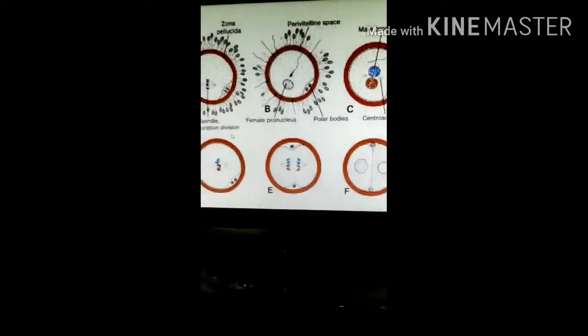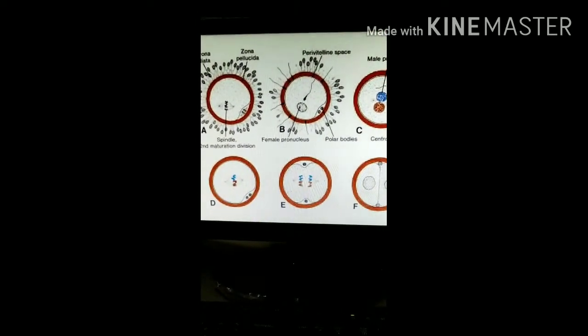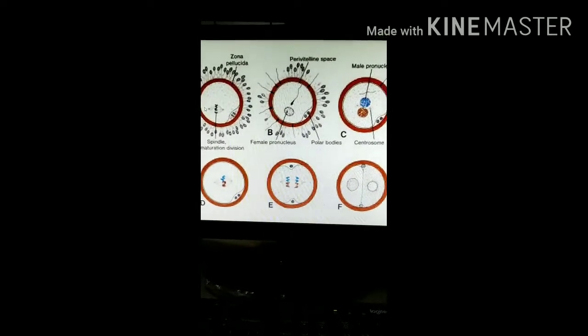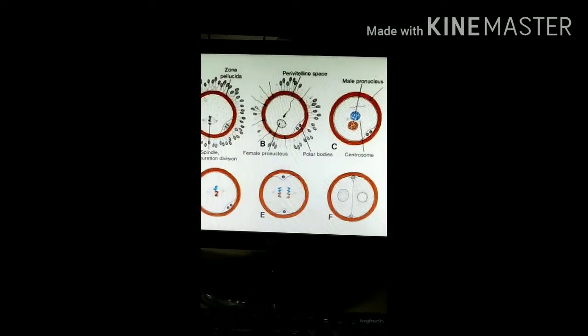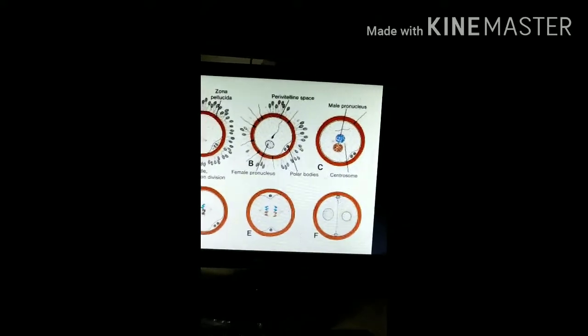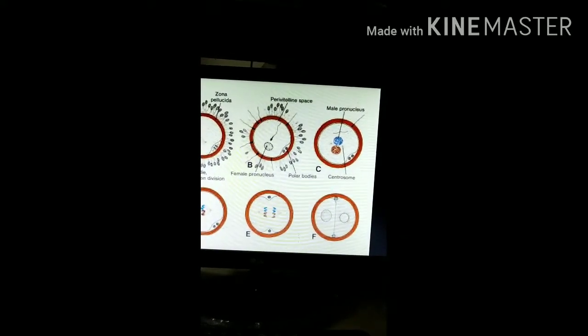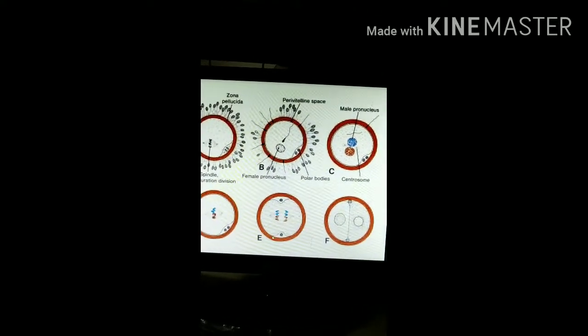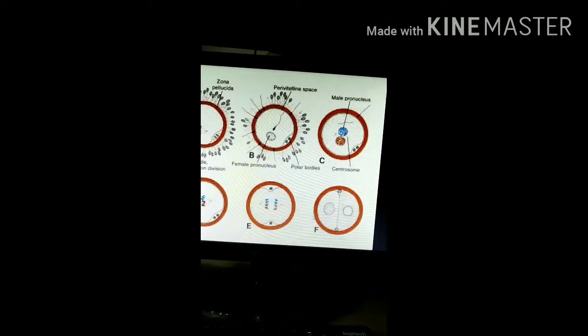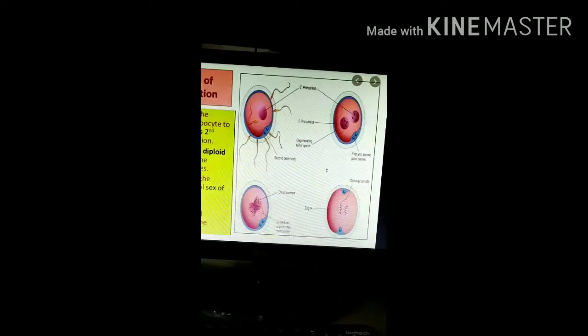This figure is from Langman. First is the secondary oocyte, second the sperm enters, third there is fusion of the pronuclei, forming the single-cell zygote, and ultimately it goes to mitotic cell division, that is the start, and the two-cell stage forms.